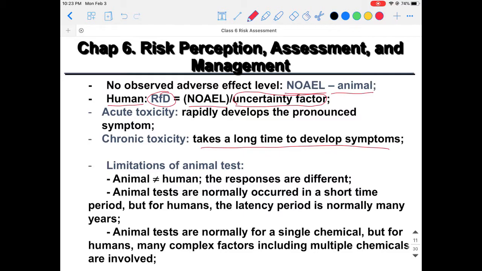And as we have introduced, we actually use these animal tests to find out the risk to human beings. And therefore, there are limitations of these animal tests. So first, animals are not human. So because of that, the responses of human to these contaminants are going to be different compared to the animals. And also, the animal tests normally occur in a short time, okay? But for humans, the latency period is normally many years.